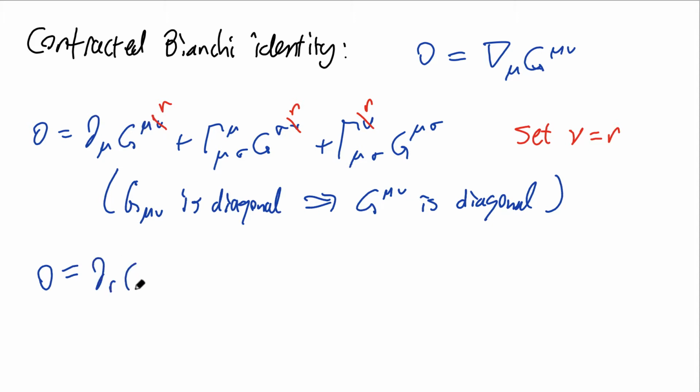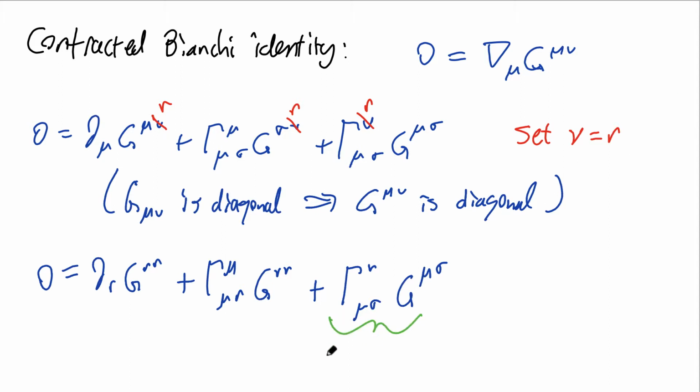So now, in this equation, in the sum over mu, only r survives. So this is partial_r G^(rr), again because G upper mu nu is diagonal. This is Gamma^mu_(mu r) G^(rr), and this, we'll just leave it for now as Gamma^r_(mu sigma) G^(mu sigma). But now notice that the only non-zero components of G are the diagonal components. So this is just some linear combination of G_tt, G_rr, G_theta-theta, and G_phi-phi.